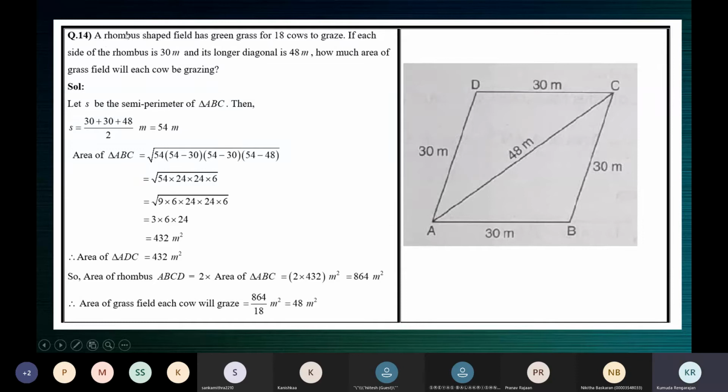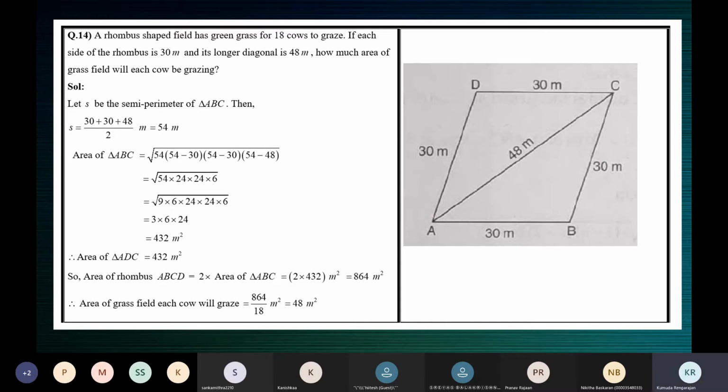Let's see the next one. A rhombus shaped field has green grass for 18 cows to graze. If each side of the rhombus is 30 meters, and its longer diagonal is 48 meters, how much area of the grass field will each cow be grazing?